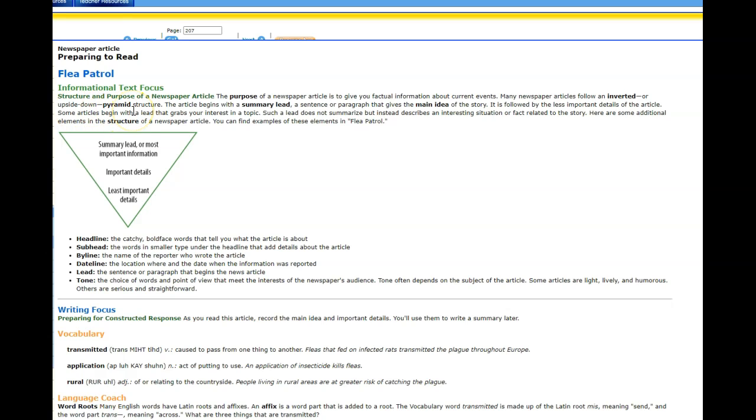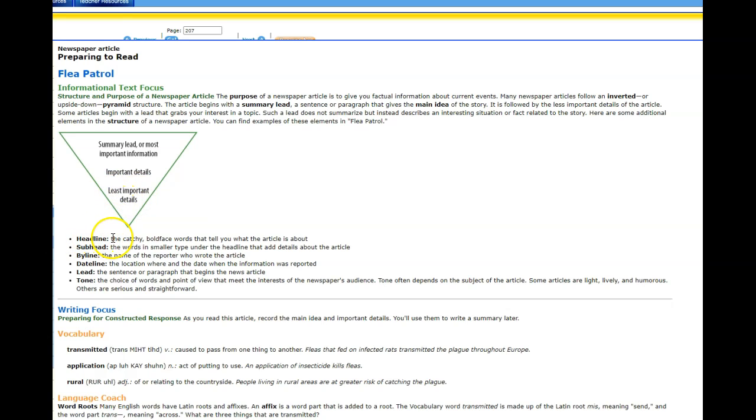Some articles begin with a lead that grabs your interest in a topic. Such a lead does not summarize, but instead describes an interesting situation or fact related to the story. Here are some additional elements in the structure of a newspaper article. You can find examples of these elements in Flea Patrol. So the first part of this inverted pyramid is the summary lead or most important information. The middle is the important details, and at the end of the article, you would find the least important details.